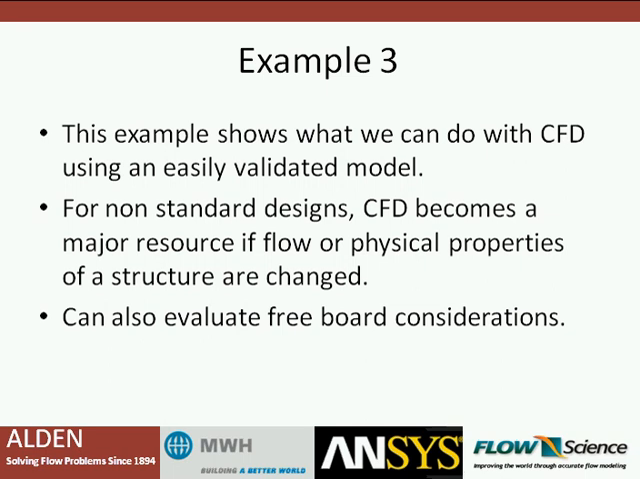But the intent here was also to show that you can use this for non-standard designs. For a standard design, it's less interesting. For non-standard, when we start modifying structures, that's where the power of CFD really starts to come in. Obviously, we can also use it for looking at freeboard considerations as we look at existing structures or want to modify structures and see how they change with the changes in the design flow.